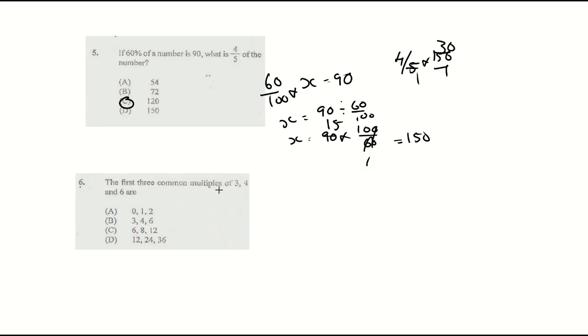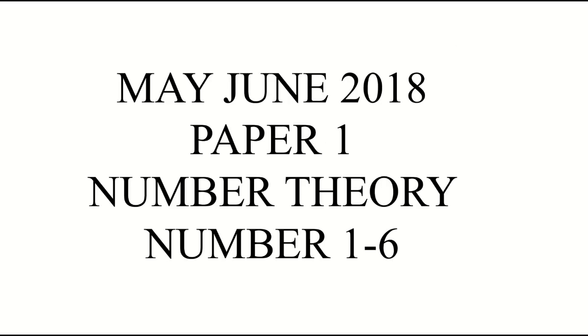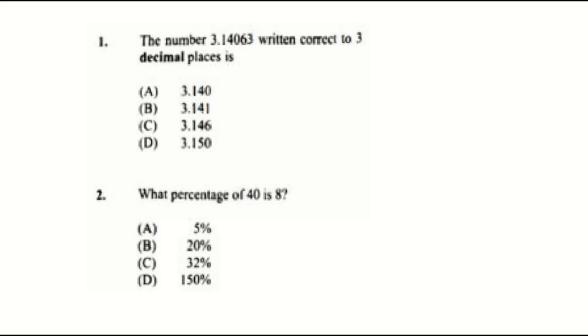The first common three multiples of 3, 4, and 6 are, we did a process of elimination and we saw it wasn't A, B, and C. 3 cannot go into 4 and 3 cannot go into 8, so the only answer is D. Right, that was a repeated question, and that's the end of January 2018. Let's go and do May, June 2018.